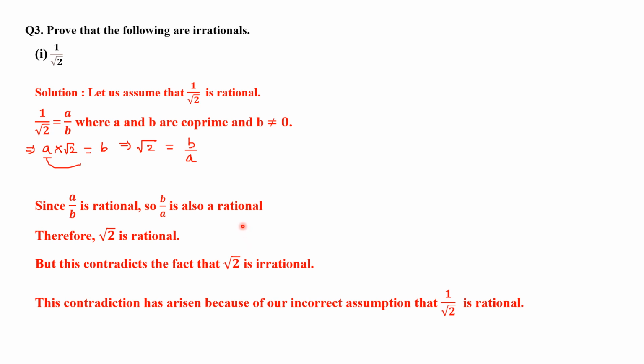Because of our incorrect assumption that 1 by root 2 is a rational number. So from here, we can say that 1 by root 2 is irrational.